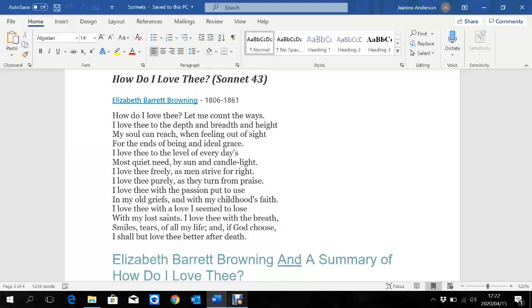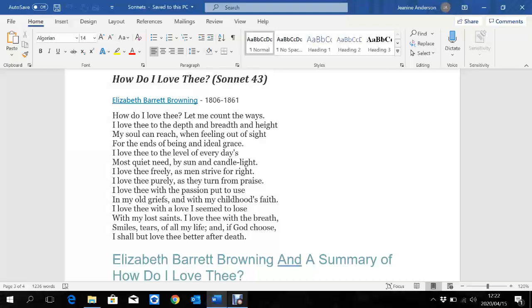"I love thee freely as men strive for right." I love thee freely, without restriction, without hesitation, without condition. She loves the whole of him, and she gives the whole of herself to him. As men strive for right, that is the right to do something. So she will fight for the right to love him, and she had to fight for her right to love him. So that line would have meant quite a lot to her.